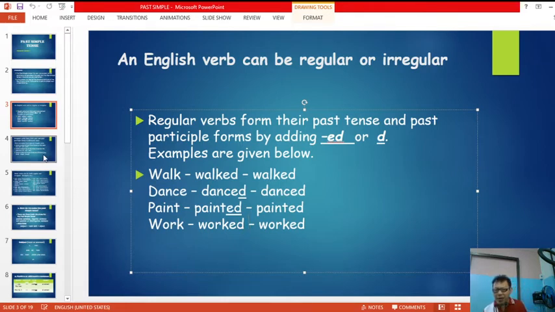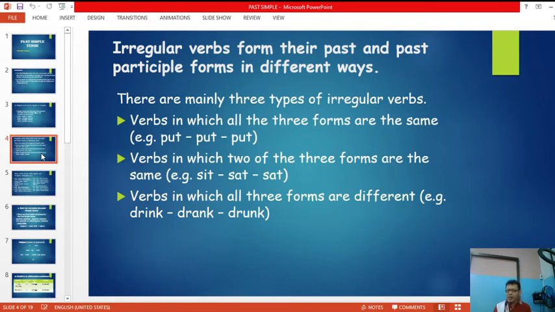Irregular verbs are these. We have to know that there are three types of irregular verbs. Always remember that. The first type is verbs in which the base form doesn't change, just like put. To make it past tense, it doesn't change.